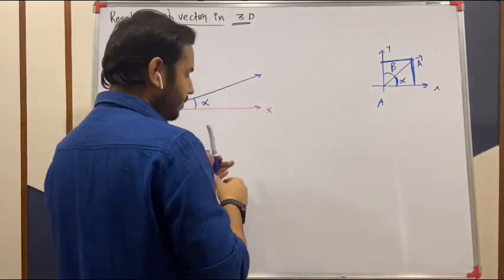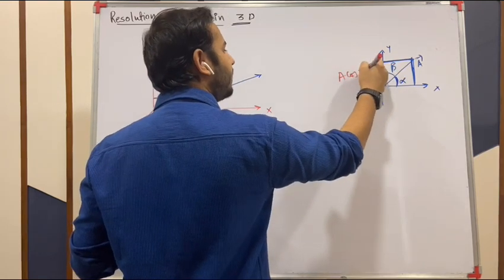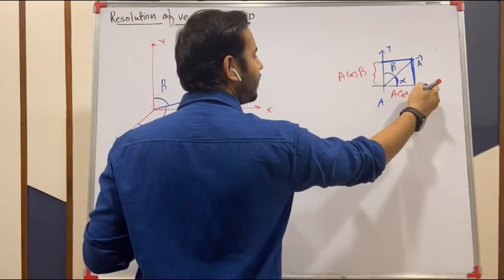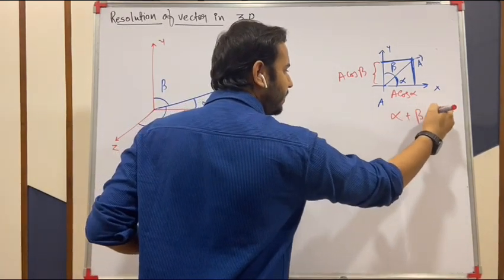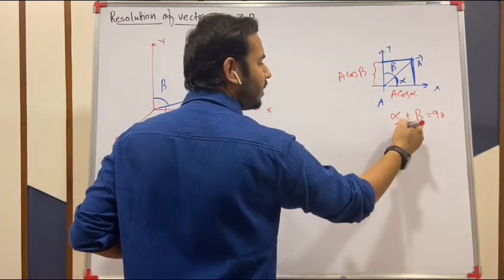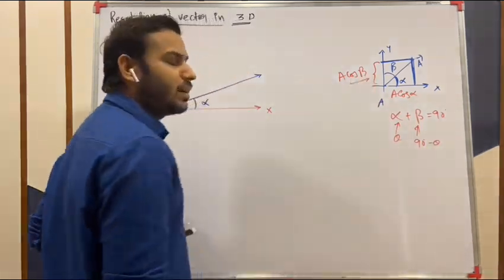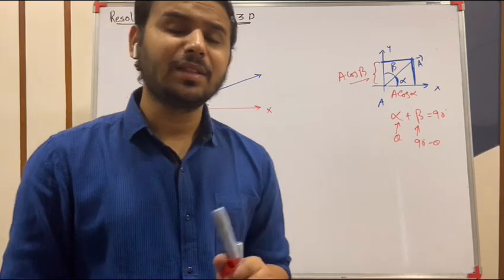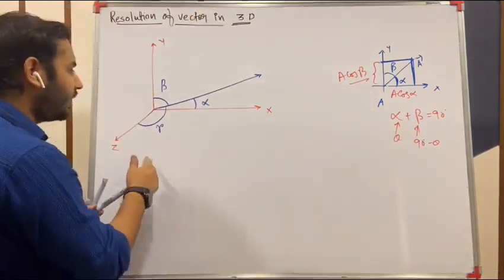Fine. So this is a cos beta and this is a cos alpha. By chance alpha plus beta is 90, so you can say alpha is theta and beta is 90 minus theta. So here you can write cos 90 minus theta will be sin theta. Okay, that is for 2 dimension. Now we are discussing about 3 dimension.